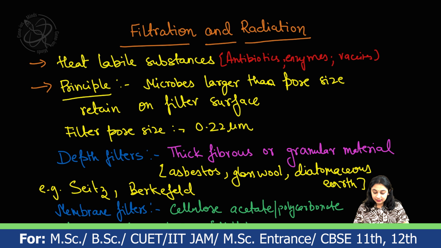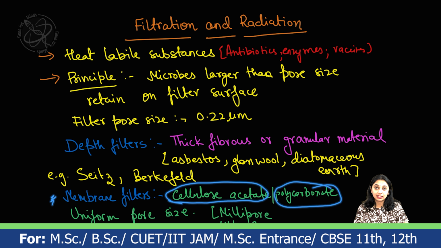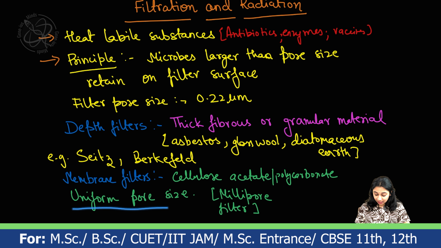Examples of depth filters are Seitz filter and Berkefeld filter. What is the difference? Their makeup. They are made up of thick fibrous or granular material. What type of material can be used? We can use asbestos, glass wool or diatomaceous earth. These are very important components. The membrane filter is made up of cellulose acetate or polycarbonate. The very important point is that it has a uniform pore size. The best example is the Millipore filter, mostly used in laboratories.